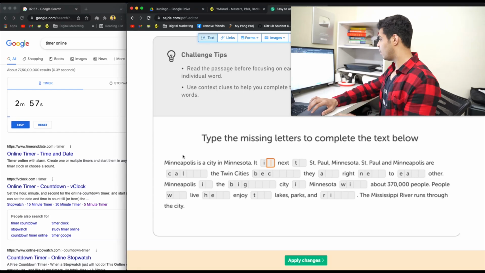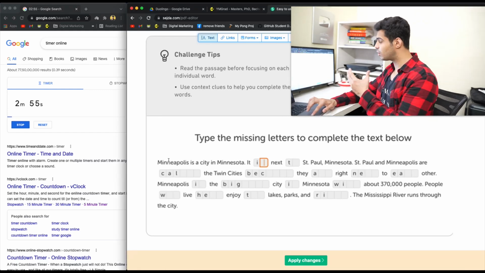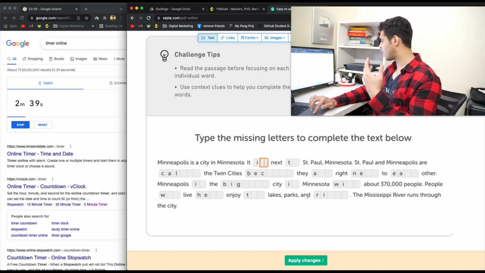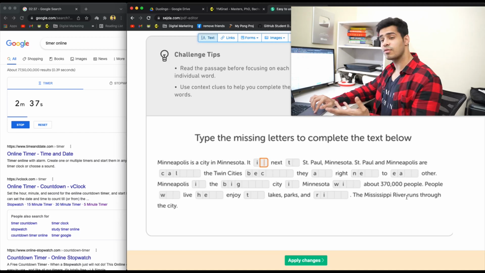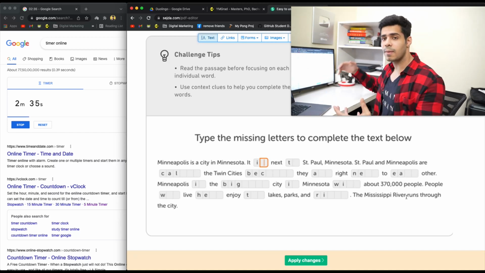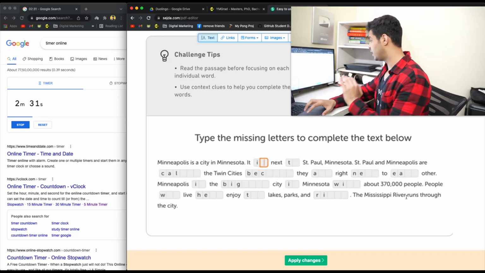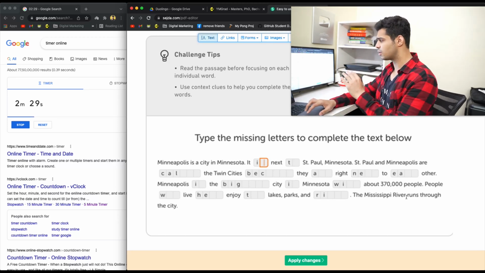Now we can begin. All right, what I'm going to do is skim through these words first off. Minneapolis is a city in Minnesota. St. Paul, Minnesota. St. Paul and Minneapolis are twin cities. They write each other. Minneapolis city, 370,000 people. People enjoy lakes, parks. Mississippi River runs through the city. So they're basically talking about cities, I think 1 or 2 cities, whatever is going on over here. All right, so basically we have the context. They're talking about cities and the people.